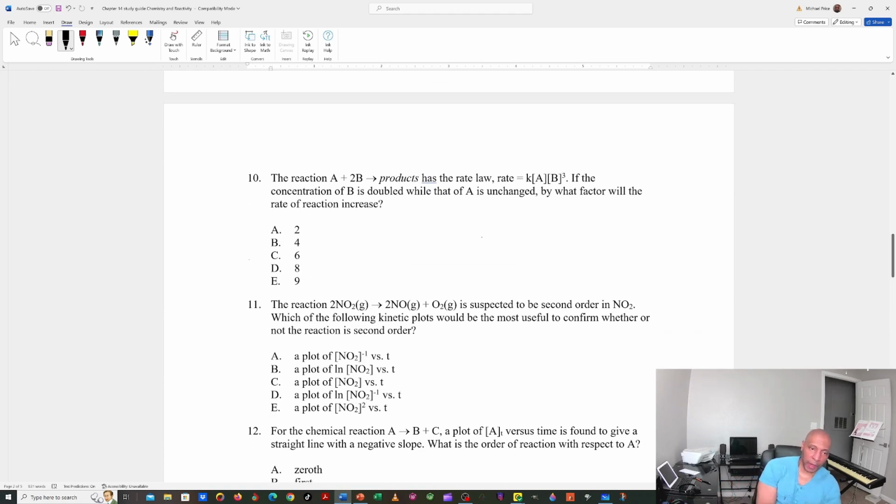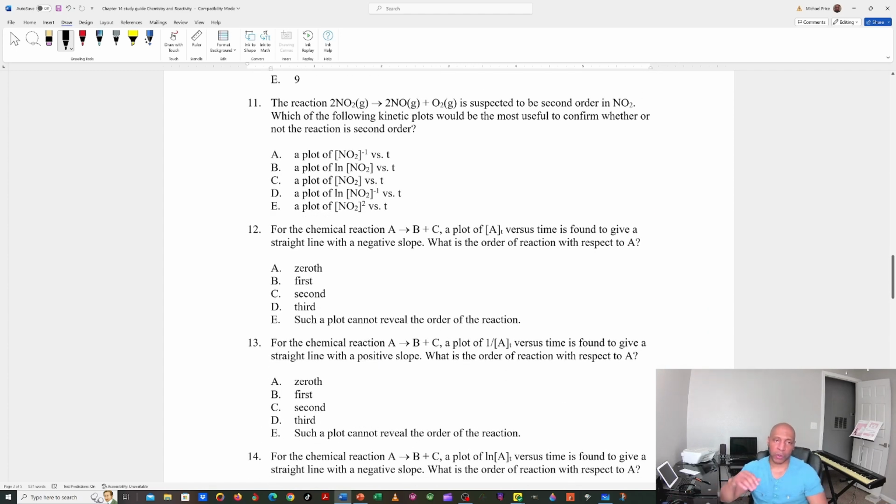Number 10, the reaction A plus 2B yields products has a rate law: rate is equal to your rate constant times the concentration of A times the concentration of B cubed. So it's first order with respect to A, third order with respect to B. If the concentration of B is doubled, while A is unchanged, by what factor will the rate of the reaction increase? So B is going to be doubled, so I'm going to take 2 and cube that. 2 cubed is 2 times 2 times 2, and 2 times 2 is 4, and 4 times 2 is 8. So my answer is 8, D, right? Okay, so moving right along.